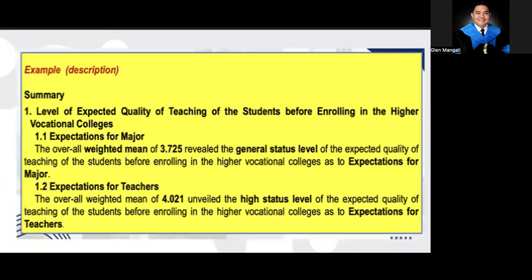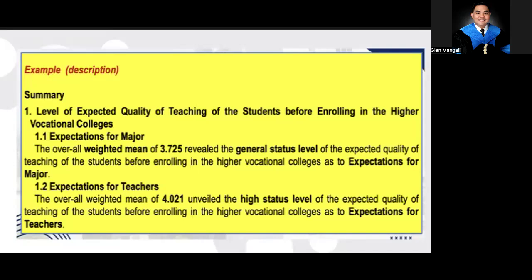So usually you present the summary. For example, in our RQ1, where we talk about the level of expected quality of teaching of students before enrolling in higher education or higher vocational college, you put 1.1 as one of your sub-questions on expectation per majors, and then you present the result. For example, the overall weighted mean of 3.725 revealed the general status level of the expected quality of teaching of the students before enrolling in higher vocational college as to expectation for majors.